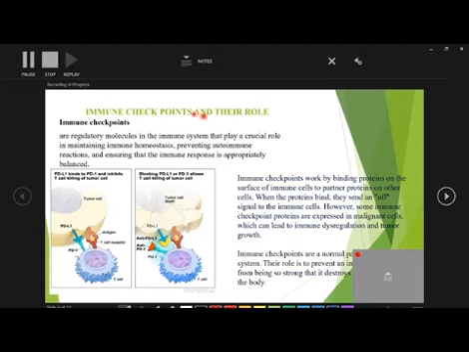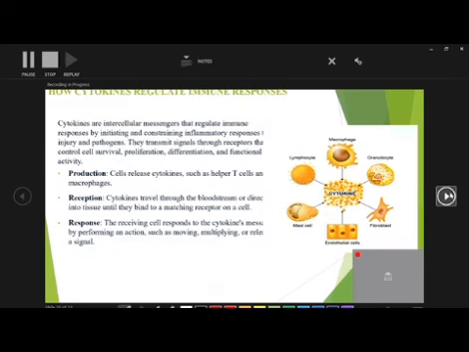We have also the immune checkpoints. The immune checkpoints are the regulatory molecules in the immune system that play a crucial role in maintaining immune homeostasis. These immune checkpoints are the ones that prevent autoimmunity. But the opposite of these, we also have the immune checkpoint inhibitors. We will see it later. How the cytokines regulate the immune responses is through production. The cell releases cytokines, and these cytokines help during phagocytosis.